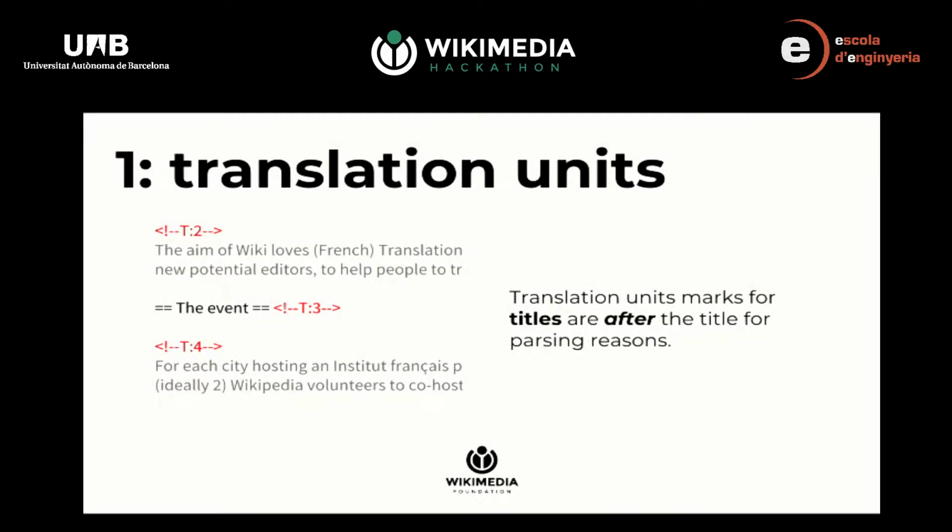Translation units have a particular case. It's for titles. Look, here you have the T3 after the title. Double equal means title in wiki markup. They are always after for parsing reasons. That's the only particular case you will see concerning translation units.